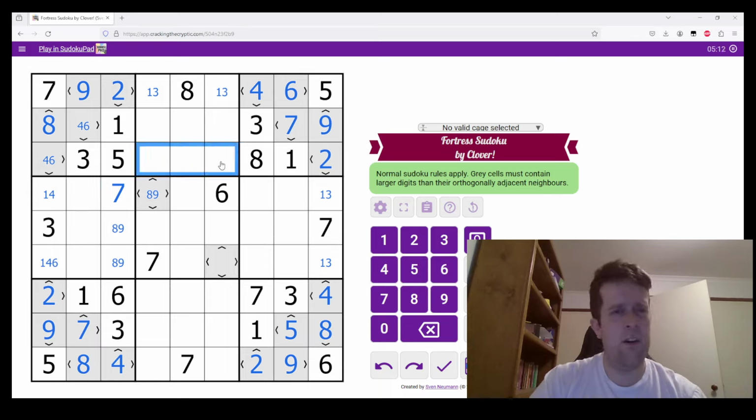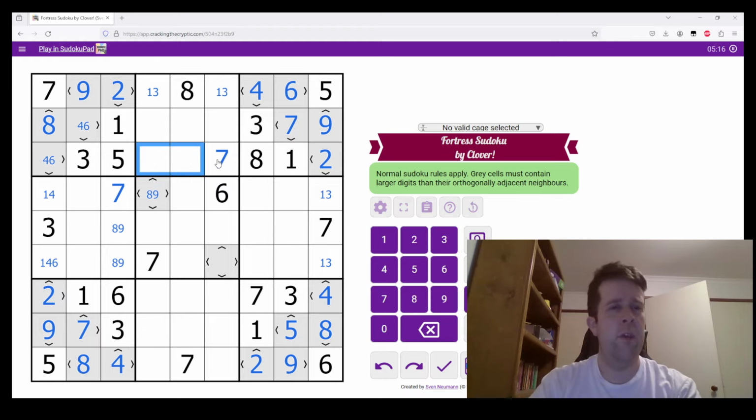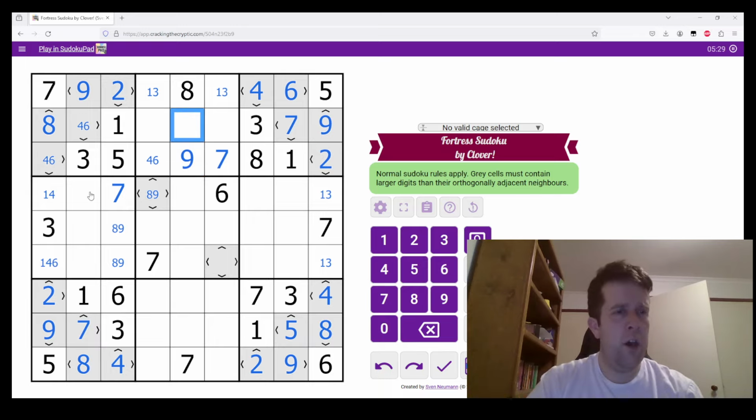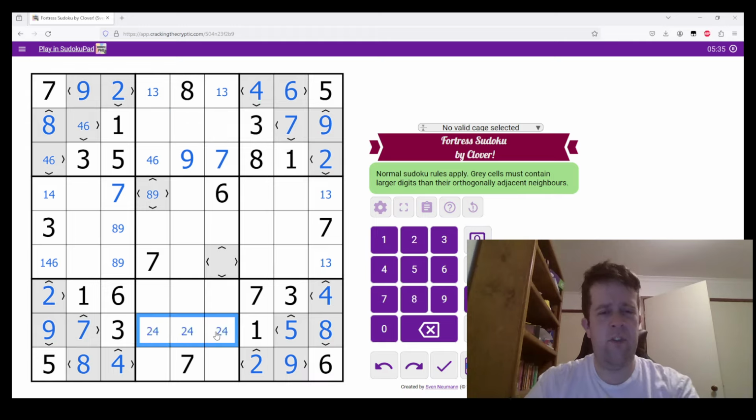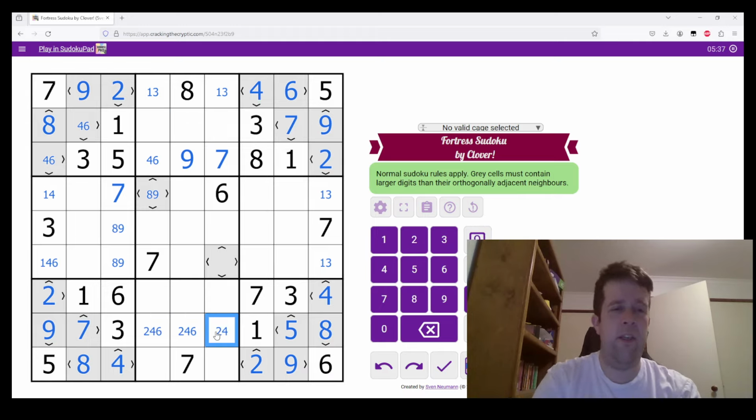All right, where are we going? 4, 6, 7, and 9. Well, I need to put a 7 there, and then this is 4, 6, and 9. I can't put a 9 here because I can't put a 10 in a Sudoku. So if I take the 9 out here, I get a 4, 6 pair here, putting 9 in here. All right, what else? This is a 2, 4, 6. Get 6 out of there.